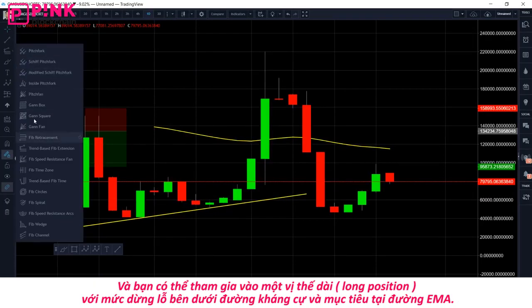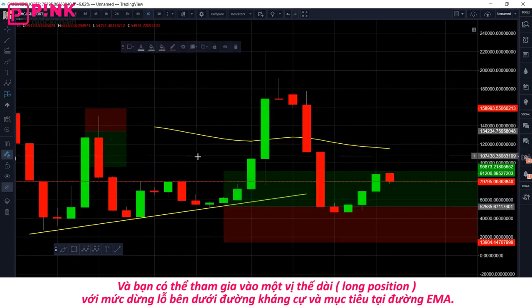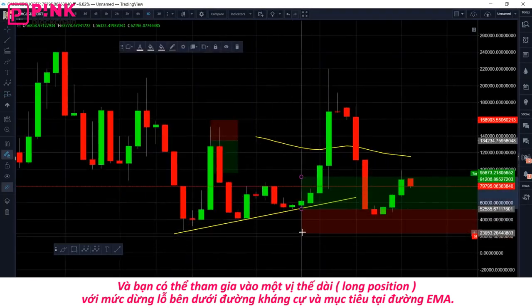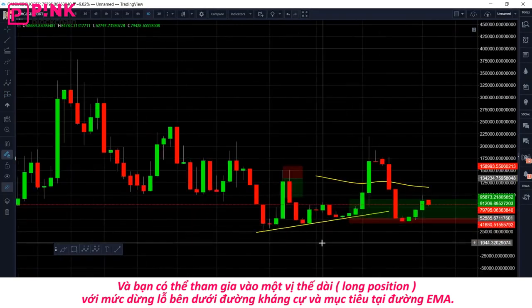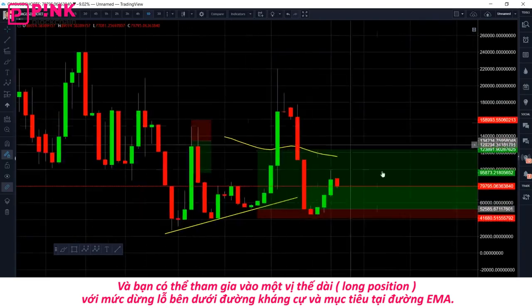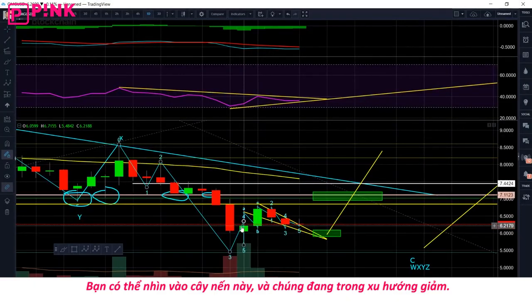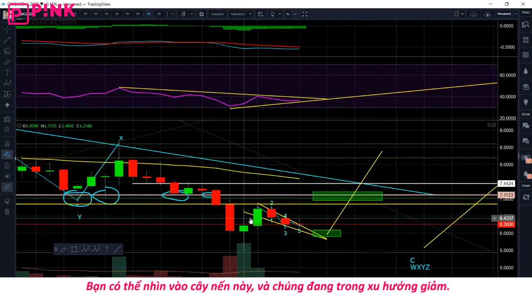So what you could have done was you could have gone into a long position right here, okay? Long position, you would have set your stop loss slightly lower than the resistance line, and you would have at least made a target to the 55 EMA right here. And surely enough, you know, it hits it. Right here, this one here, I'll just delete this so you guys can see it. This candle right there, okay?